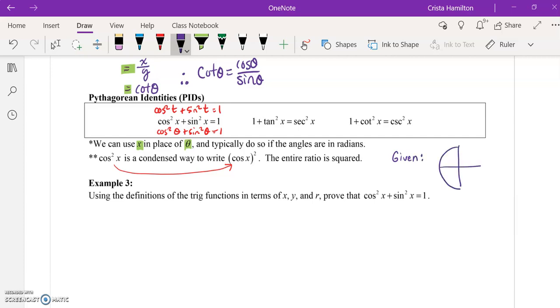But I did want to remind you of one more thing here when we were looking at this. This point xy is on a circle that has a radius of r, and the equation of a circle, which is from geometry, centered at the origin, would be x squared plus y squared equals r squared. So that's going to be assumed as part of our given when we are doing this proof. All right, so let's start our proof.